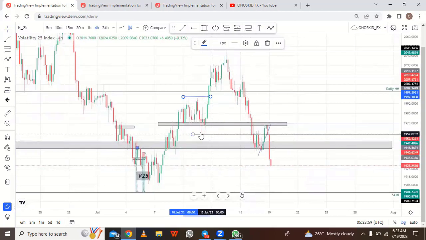But lo and behold, the market has already done what we call a shift in market structure, or in currency pairs, some people call it CHoCH, which is change of character. After this break to the outside, the market broke this higher low, and then it came back to retest that particular level. So immediately I see that the market has broken this zone.